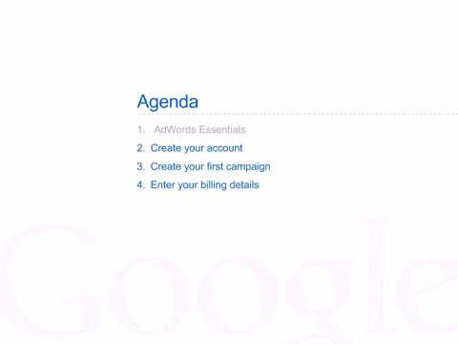We'll cover the AdWords essentials, the things you should know before you set up your account. We'll then go through the details of creating your account, your first campaign, and entering your billing information. Once you've completed the steps in this course, your account will be up and running, and I'll also give you tips along the way to create a winning account. So let's now get started.